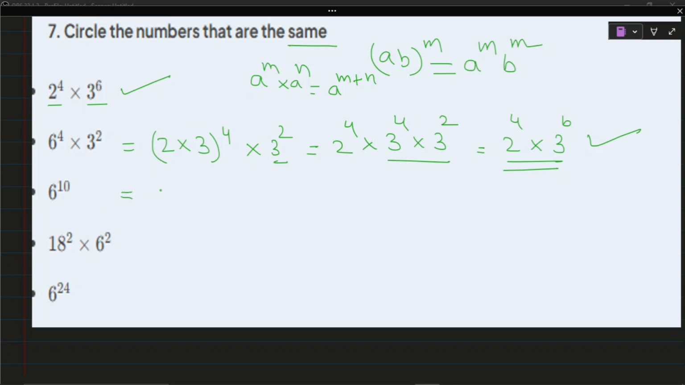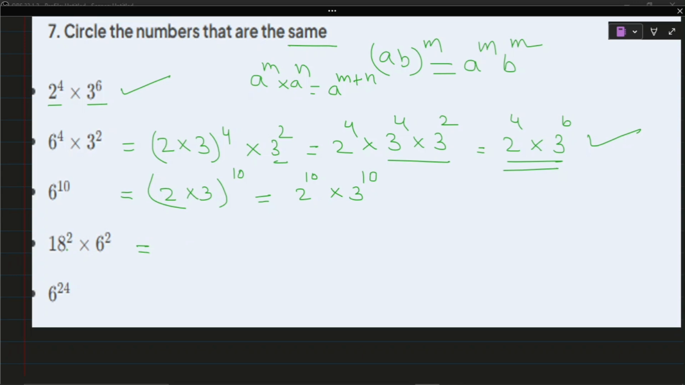Here 6 we will write 2 into 3, then whole raised to 10. 6 raised to 10 is 2 into 3 whole raised to 10. Now we can give the power to both the numbers, that is 2 raised to 10 multiplied with 3 raised to 10.